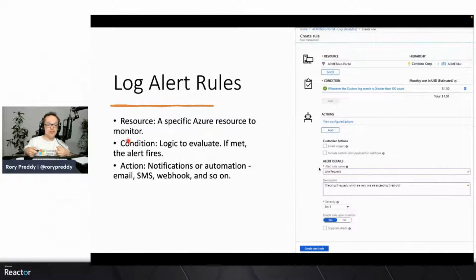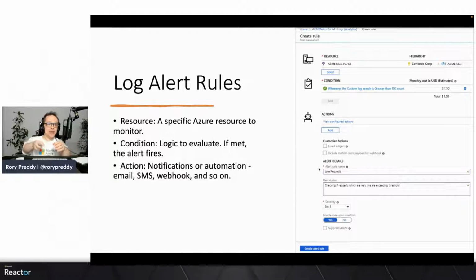So you have to specify a specific Azure resource to monitor. In this example, we've got a portal resource in a fictitious Contoso Corp resource here, and the condition there is whenever the custom log search is greater than a count of 100. But Rory, what you're saying to me is that I don't have to be on CPU or memory. I can actually do it on any custom log search. Yes, because underneath there's a Kusto query.